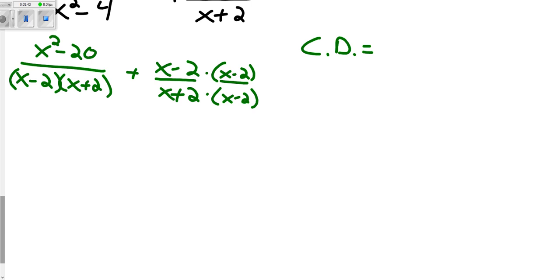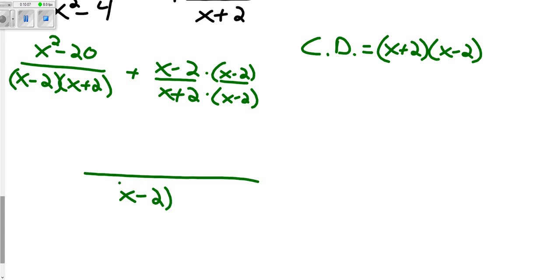So my common denominator here is x plus 2, x minus 2. Okay? That kind of makes sense? So now, my common denominator, I can write that out on the bottom. So now this part here, notice how I don't do any FOIL to the bottom. Ever. Don't work out the bottom. Always leave it in factored form.